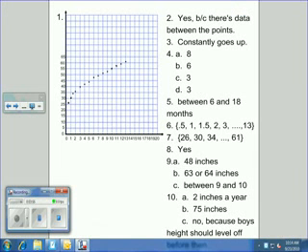Notice where the age is. The age is on the x-axis. The height is on the y-axis. If you have that backwards, then that's wrong.